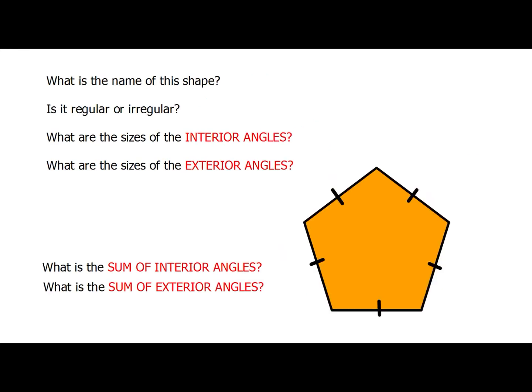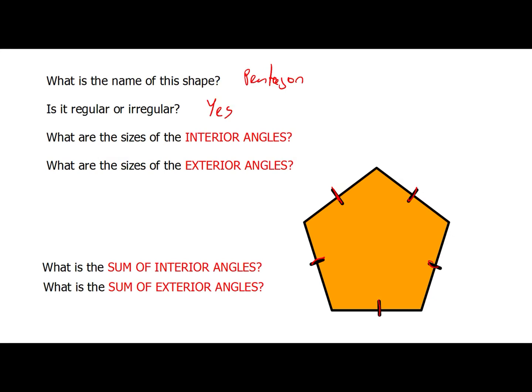Right, pentagon. I've already told you the name of the shape. Stop your video and have a go. Okay, it's a pentagon. Is it regular? Yes, it's regular, because all the sides are the same length. Those little dashes tell me that. Now we have to think, what are the sizes of the interior angles?